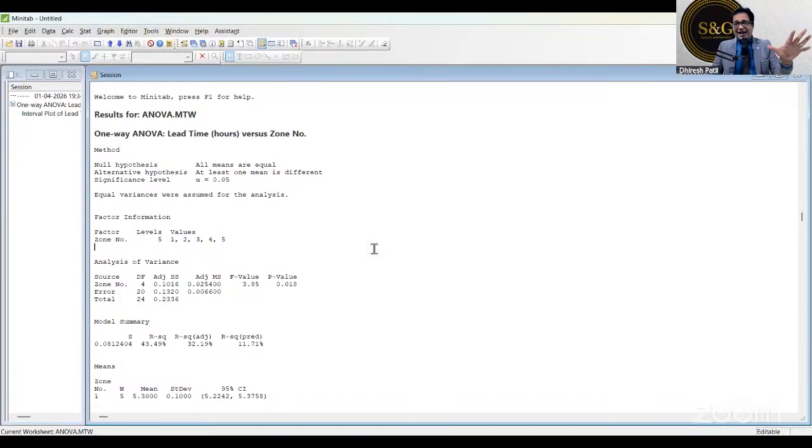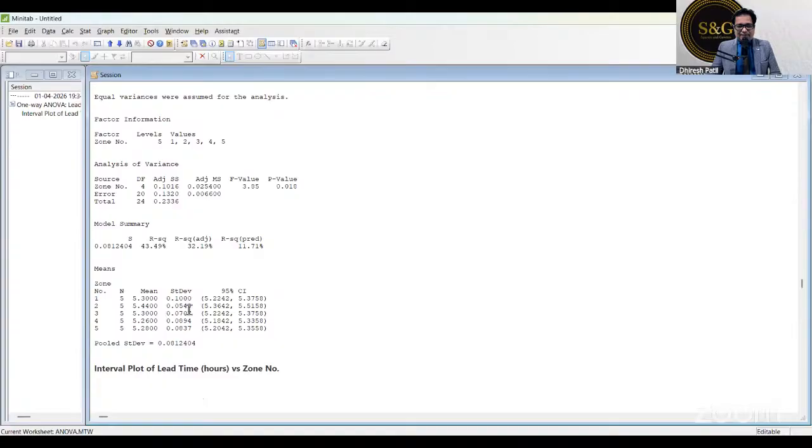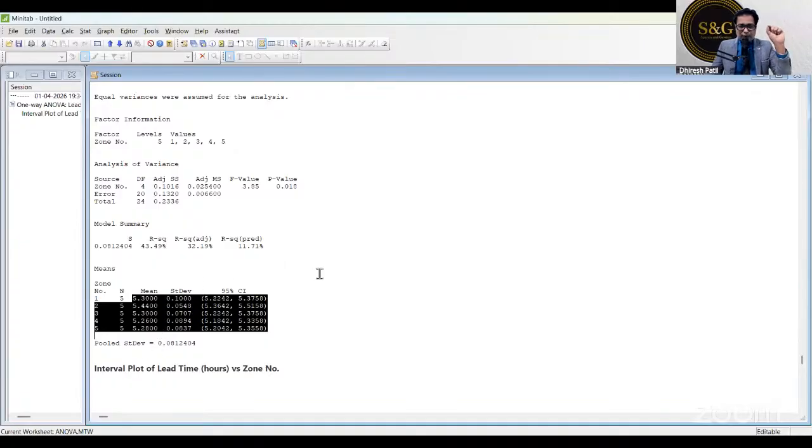Yes, very clearly understood. Correct. Now let's do one thing, and we can easily understand which one is having the more difference. You can see all the means are captured here. The first one is 5.3, second is 5.44, third is 5.3, fourth is 5.26, and fifth is 5.28. So all of them are very close to 5.3. Only the second one is 5.44, which is a little ahead.